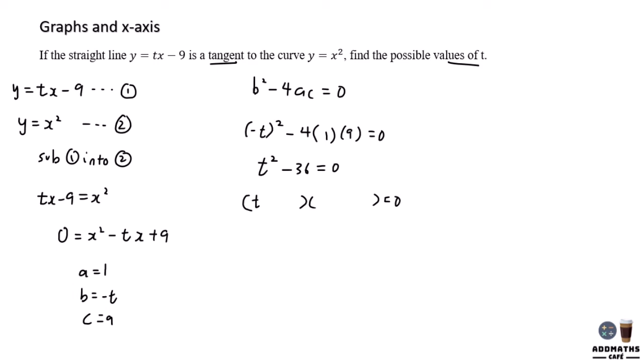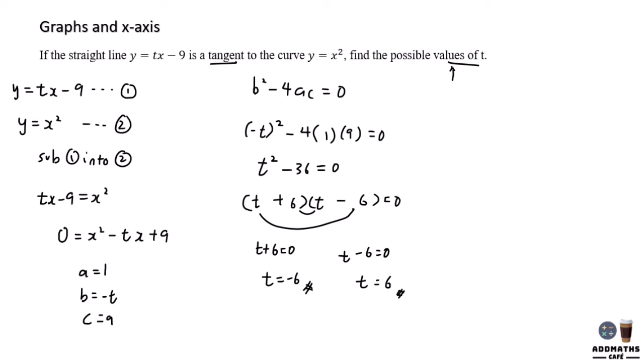So you know that t and t, 36 is 6 and 6, you have plus minus here because there is no middle term over here. So this is 6t, this is negative 6t, so 6t minus 6t will get 0, so there's no middle term over here. So t plus 6 equal to 0, t equal to negative 6. Same goes to here, t minus 6 equal to 0, t equal to positive 6. This is how you get two values of t, and it is confirmed that there are two values.